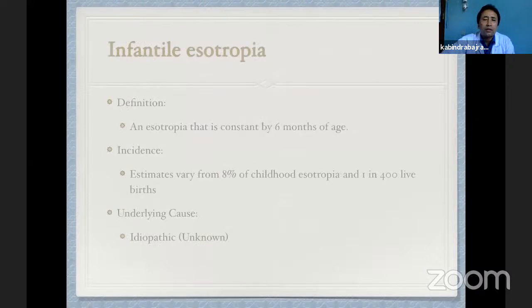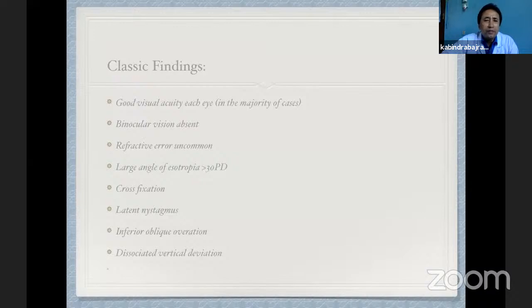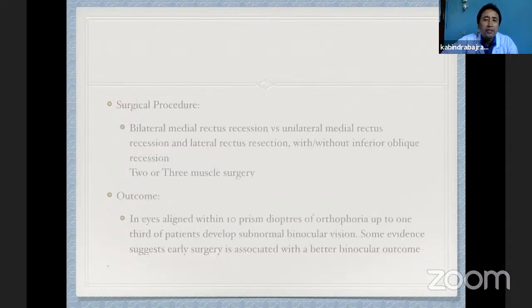Now, I think we do not have so much time, so I will briefly cover a few strabismus conditions where surgery is a treatment modality. Infantile esotropia is usually constant by 6 months of age, and 8% of children are esotropic. This data is taken from one of the studies, and the cause is unknown. Presenting features can be good visual acuity in both eyes with binocular vision absent, refractive error usually not found, large angle of esotropia more than 30 prism diopters with cross fixation, nystagmus, inferior oblique overaction, and dissociated vertical deviation.